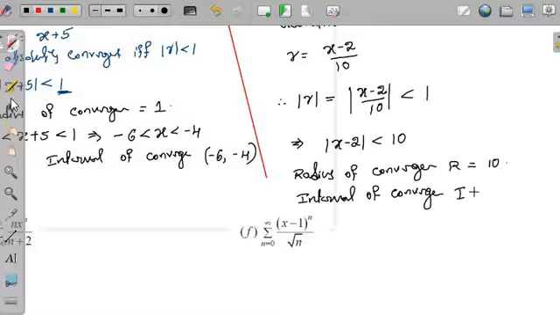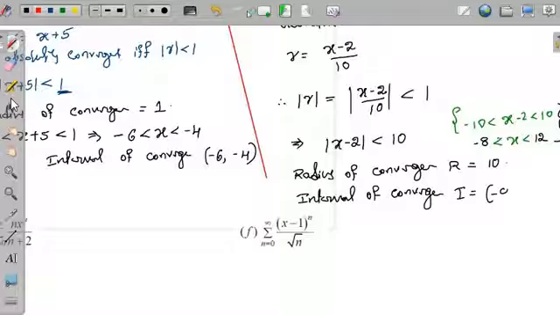I hope you can see here, this is minus 10 less than x minus 2 less than 10. So minus 12 less than x less than... Is that minus 12? Sorry, minus 10 plus 2. That gives you minus 8. And this gives you 12. Right? So therefore the interval of convergence is negative 8 to 12.